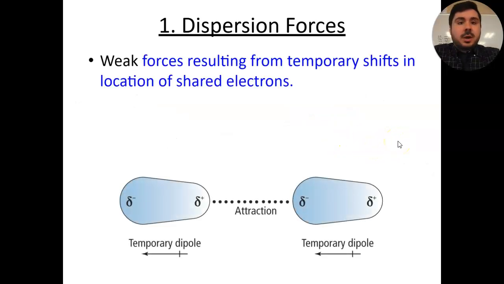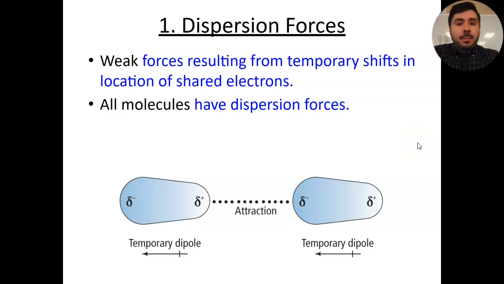First and foremost, these are the absolute weakest type of intermolecular forces, right? They're weak forces resulting from temporary shifts in the location of those shared electrons, right? So the keywords here being shared electrons, right? And again, when we talk about shared electrons, guys, shared electrons only exist in covalent molecules, right? Covalent bonding, right? If you're talking shared, it's covalent, right? The other type of bonding we focused a lot on was ionic bonding, and there's no sharing going on there, right? It's a complete transfer of electrons. So this particular dispersion force is going to be specific to covalent bonding only, right?